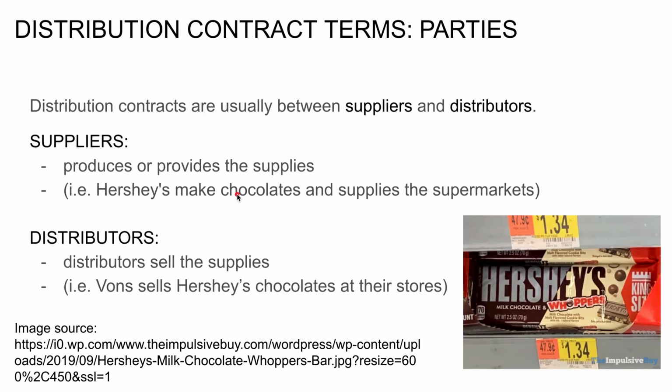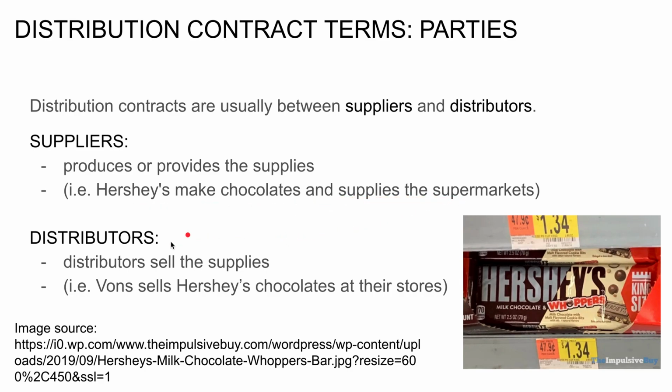Now let's look at distribution contract terms. When we talk about distribution contracts, these are usually between suppliers and distributors. Suppliers are the producers. Suppliers produce or provide the supplies. A good example of this is Hershey's makes chocolates and supplies the supermarkets.